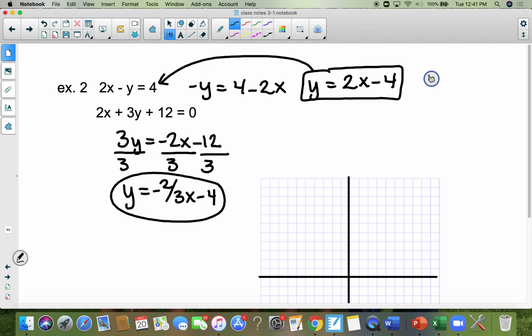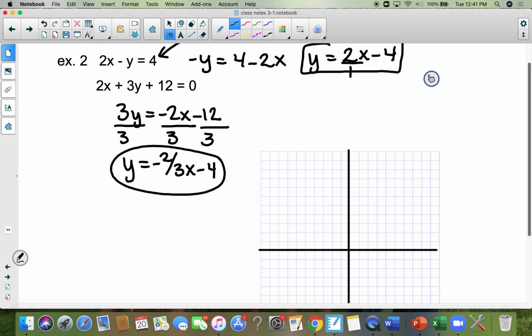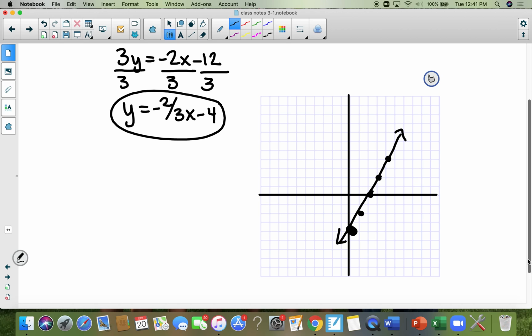Some of these on your worksheet, the y will be already alone. So you're going to put your first dot at a -4. And the slope is 2 over 1. So I'm going to go up 2 and over 1, up 2 and over 1, up 2 and over 1, up 2 and over 1, and so on. This one, I'm going to put my first dot at a -4, and I'm going to go down 2 and over 1. And when I connect my dots, I can see that these 2 lines intersect, and where they intersect is at 0, -4.